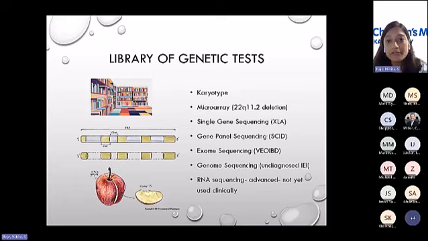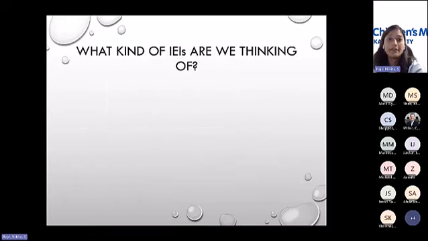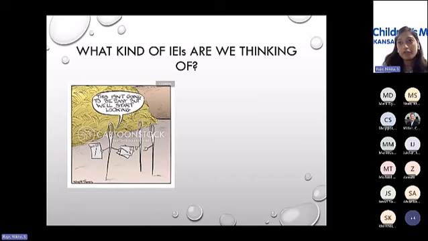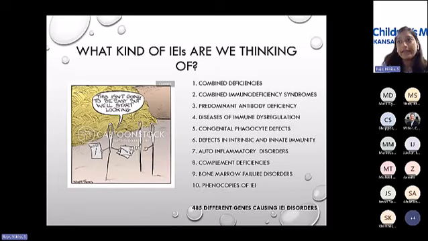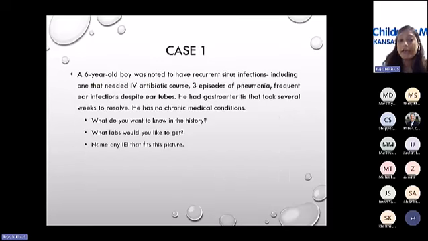All right, so with that background, we want to go ahead and start talking about some of the cases in the last few minutes. What kind of IEIs are we going to be thinking of? Really, we are looking for a needle in a haystack, and the same things that we talked about. We're going to look for various types of immunodeficiencies, but let's look at some of these cases. And this is interactive, so please feel free to unmute yourself and shout out the answers.